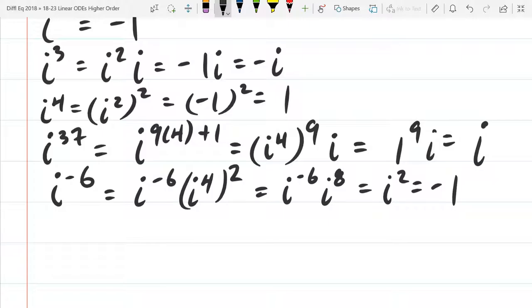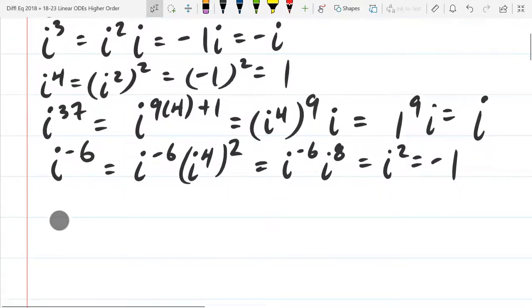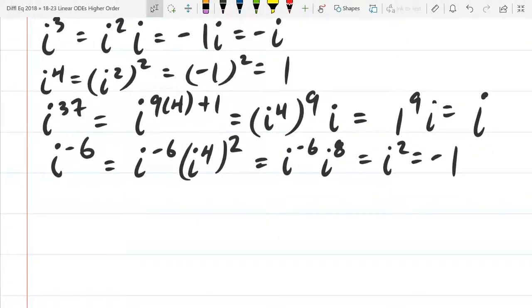You can just multiply by as many i to the fourths as you want, because you're just multiplying by 1. If I had a crazy huge negative number, like negative 6,000, I would just pick some crazy huge multiple of 4, whatever that happens to be, and then add that in.